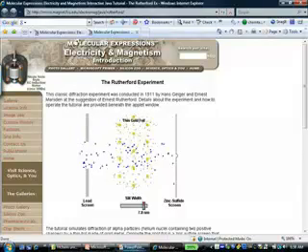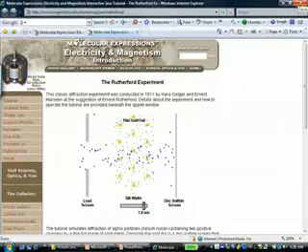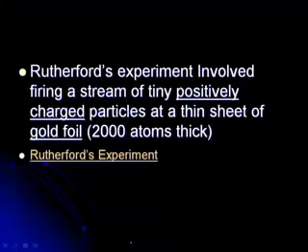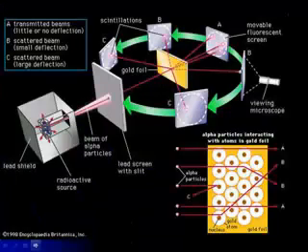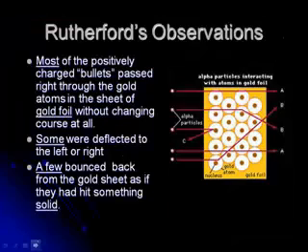Okay, all right, so let's go back to our PowerPoint now. Okay. And again, here's another drawing of our gold foil experiment, so you can see it in a little more detail. All right, so here are his observations again. Most of them passed through without changing course. Some were deflected to the left or right, and a few bounced back.